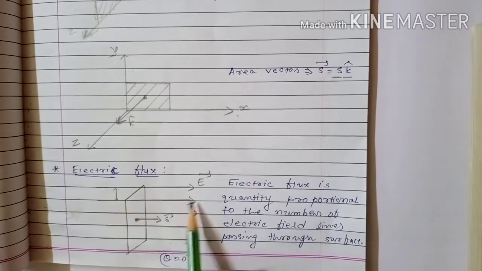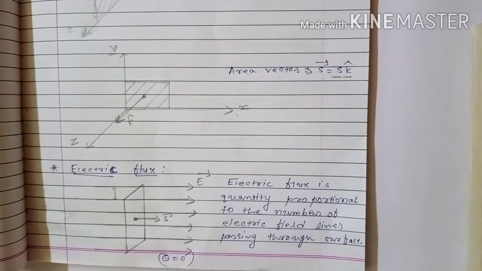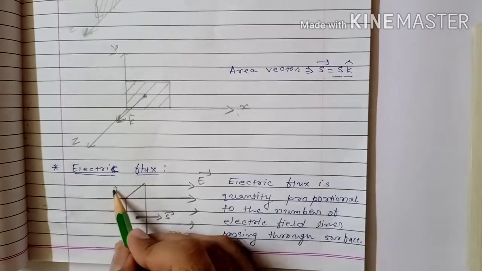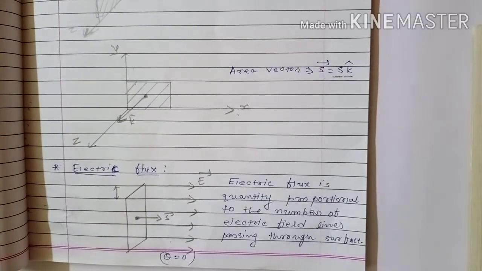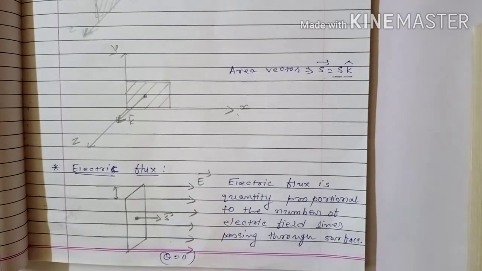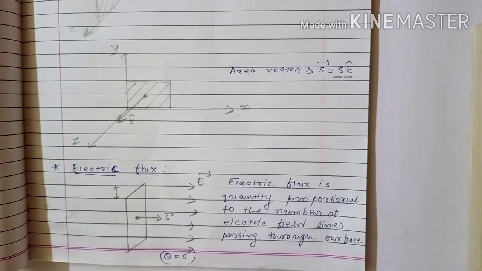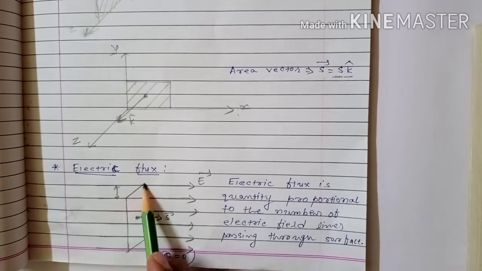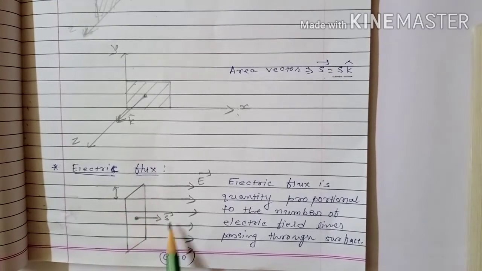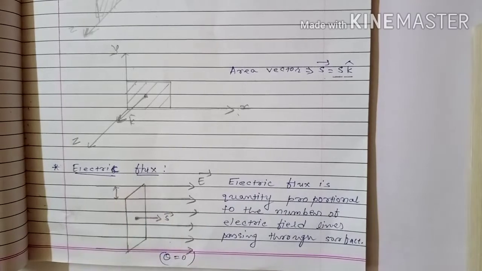Here I have shown electric field lines. These electric field lines are parallel to each other and the perpendicular distance between the electric field lines is the same. Therefore, we can say that this is a uniform electric field. These electric field lines are passing through the surface and its area vector is S vector. What is called electric flux?